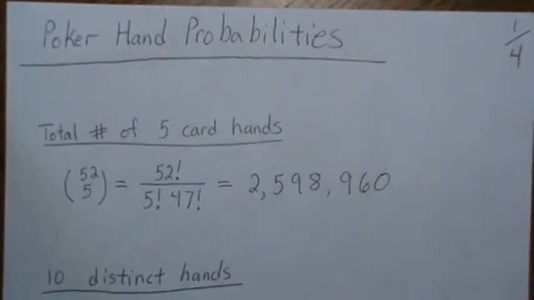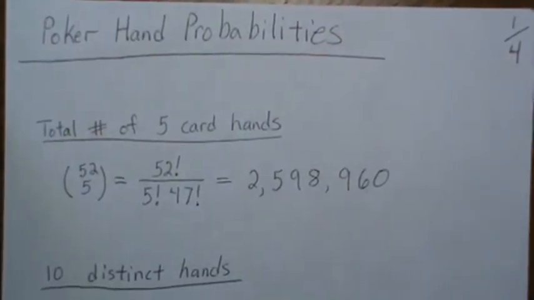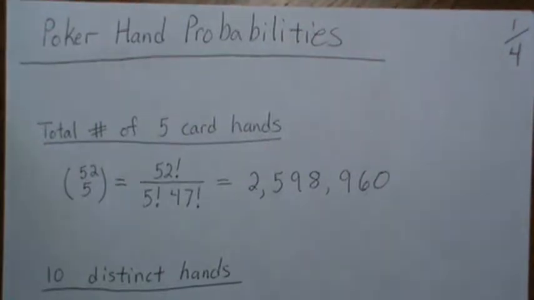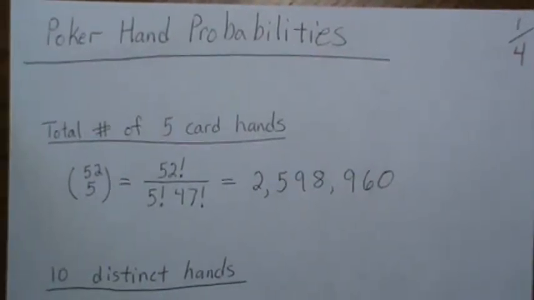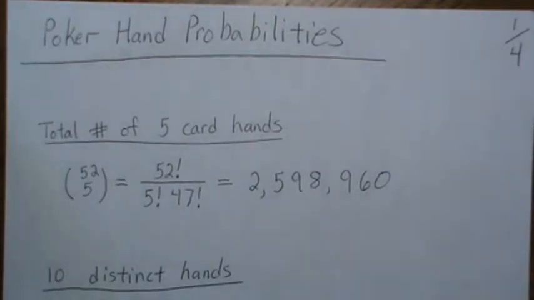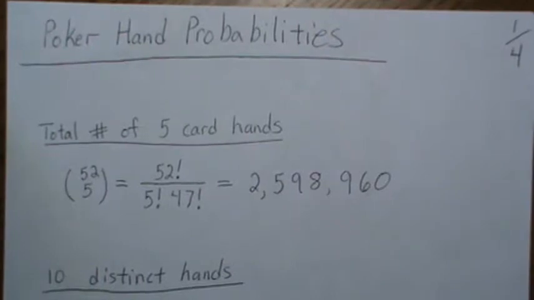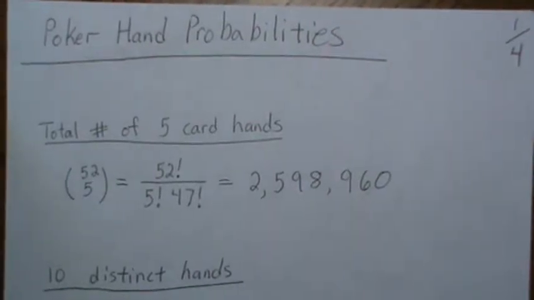Next, there are 10 distinct poker hands, and we want to find the number of ways each of those can happen. To find the probability, you take the number of ways it can happen divided by the number of 5-card hands. So what I'm actually going to show is the number of ways each of these hands can be drawn, and then leave that probability calculation up to you.